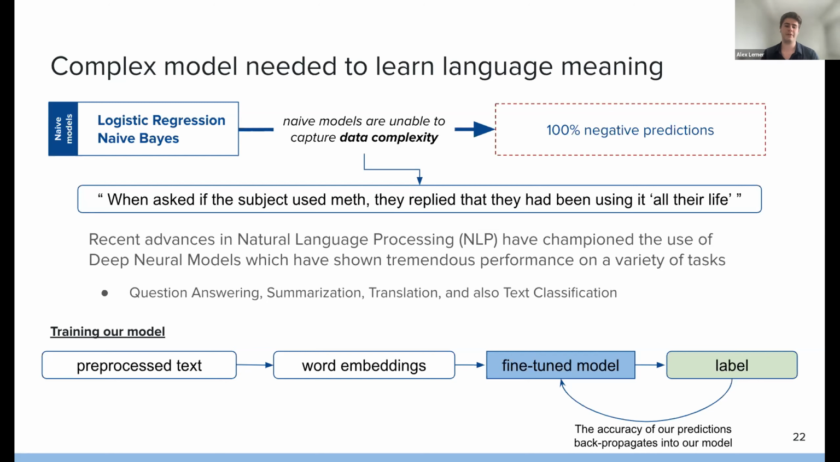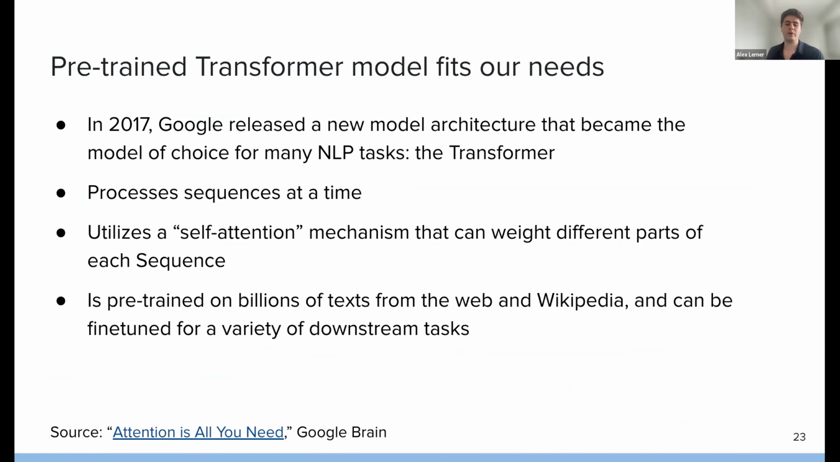And so in 2017, Google released a new model architecture that became the model of choice, the standard for a lot of these NLP tasks, and they called it the transformer. One of the things that the transformer does is it can process sequences of text at a time rather than just words or groups of words. And its real power comes from its self-attention mechanism. Basically what that does is it can weight different parts of a sentence that you feed it differently. And so it can understand what context is important relative to a given word or sequence of words. And they're really good at language.